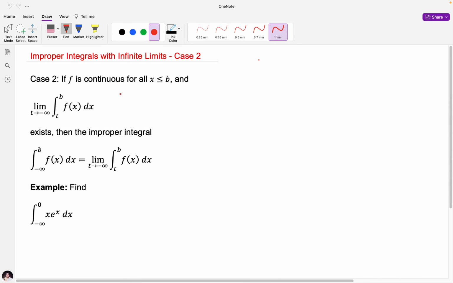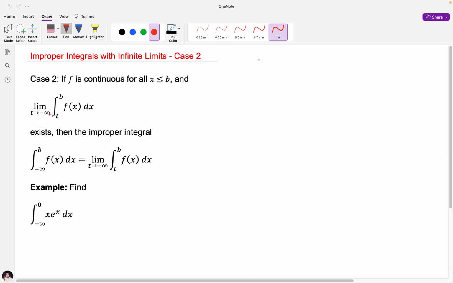Hello everyone, in this video we will be discussing the second case of the technique in solving improper integrals with infinite limits. So ang kaibahan lang ng case na to sa nauna is sa case 1, we considered improper integrals where the upper bound is approaching positive infinity. Dito sa case na to, yung sa lower bound naman, mag-a-approach ng negative infinity.